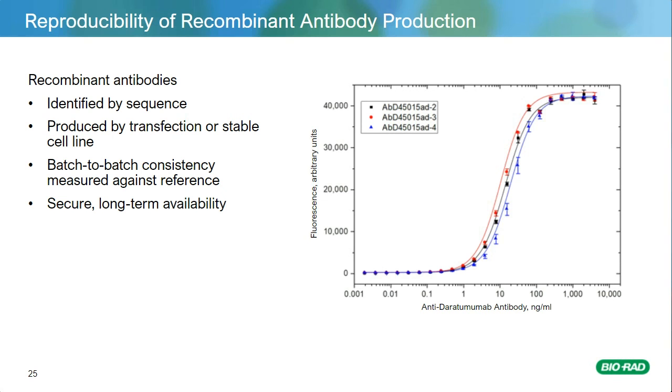So in this diagram, what you see is 3 production lots of the same clone of antibody, and what you see is very high reproducibility. So if customers need us to produce 3 lots in parallel, we can do this.